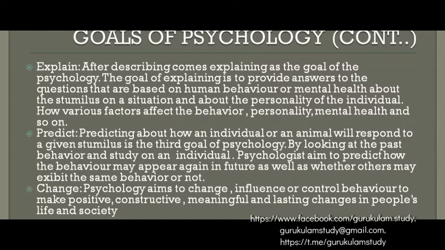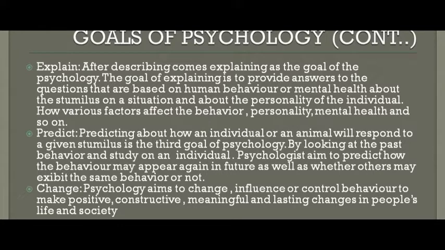After that comes predict. The third goal is prediction. Predicting how an individual or an animal will respond to a given stimulus is the third goal of psychology. By looking at past behavior and studies on an individual, psychologists aim to predict how the behaviors may appear again in the future, as well as whether others may exhibit the same behavior or not. So after explanation comes prediction. We have collected data, we have explained it, now we will predict it. Will this happen in the future or not, and if it will happen, then what is the explanation for it?